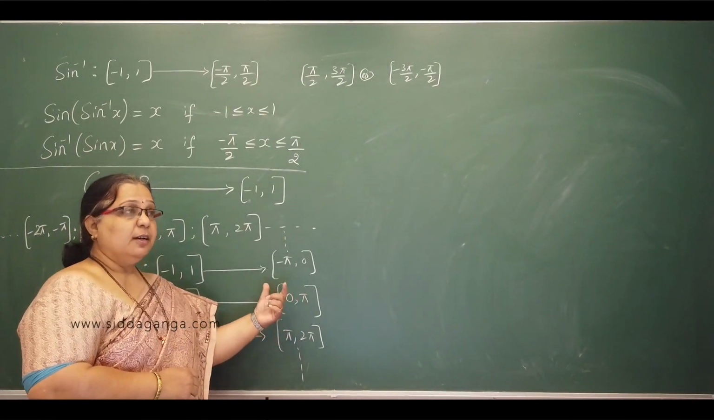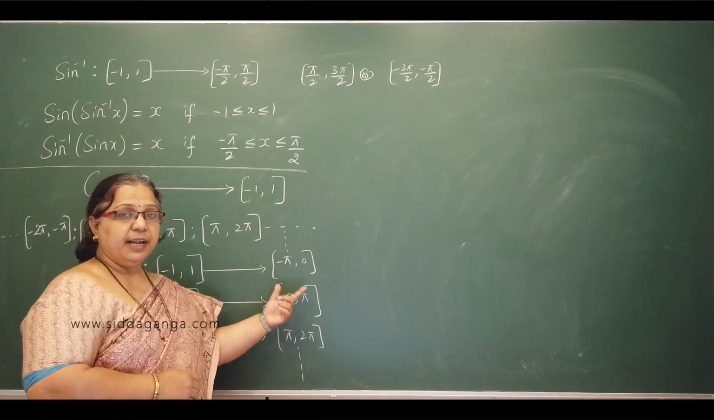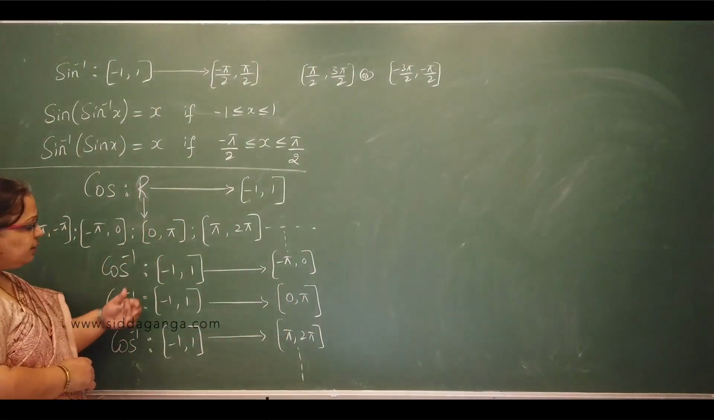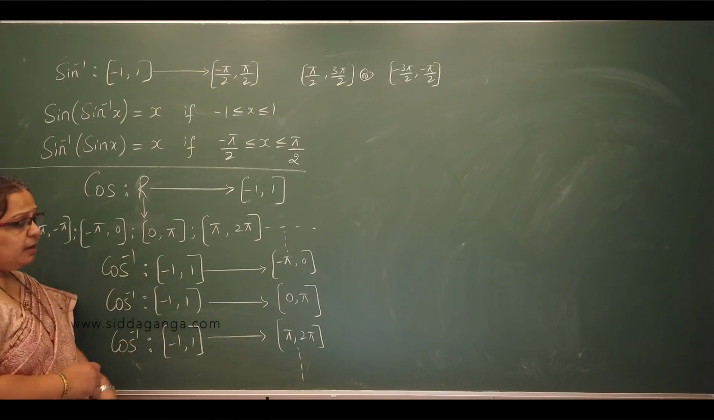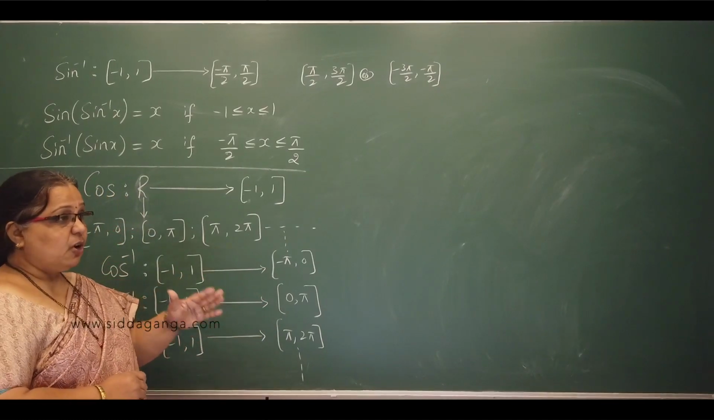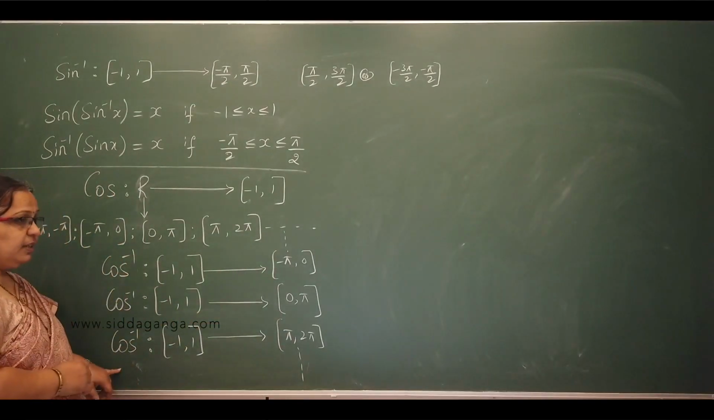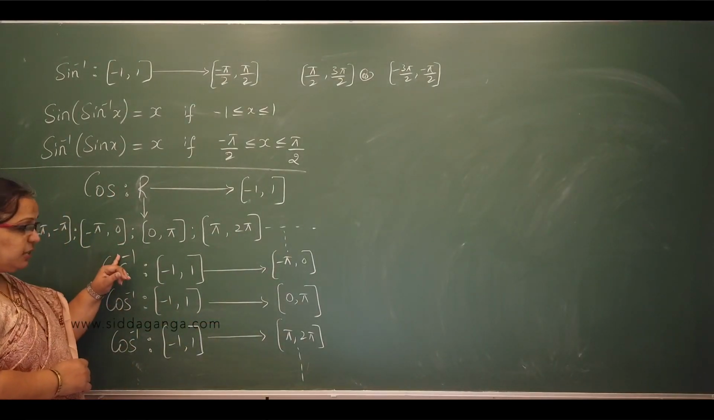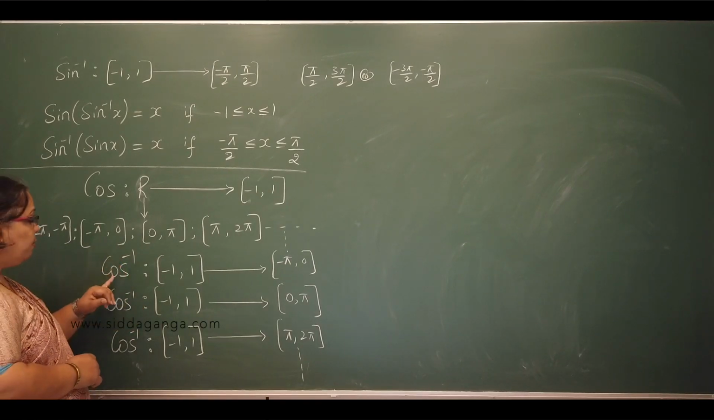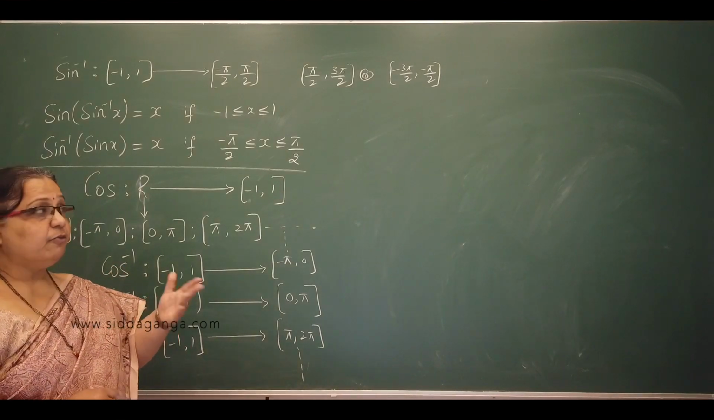So this range is called the principal value branch range for the cos inverse function. Here the domain will be the same. If you consider other ranges, then it is called simply a branch of the cos inverse function. Cos inverse is also called the arc cosine function, the inverse of the cosine function.